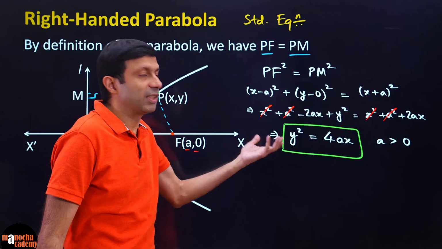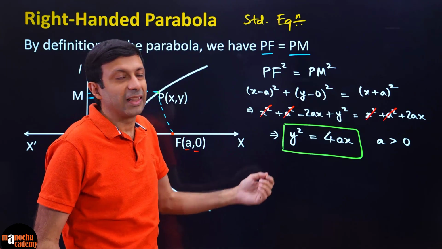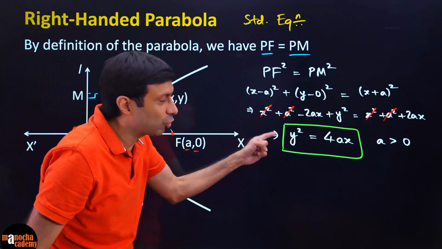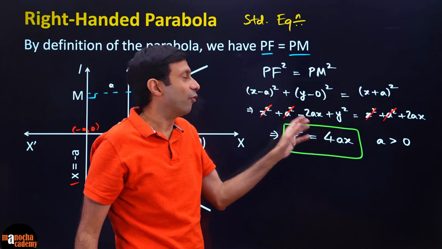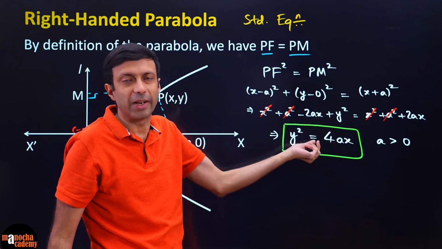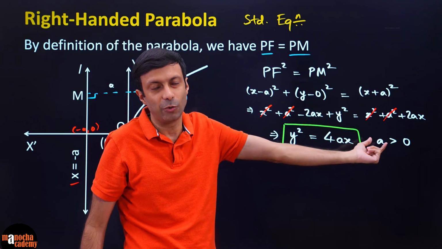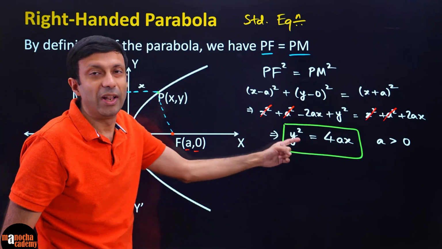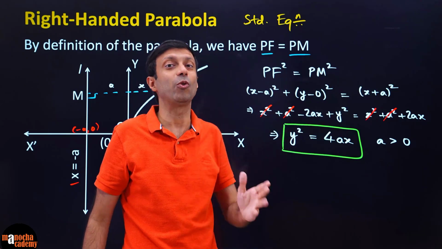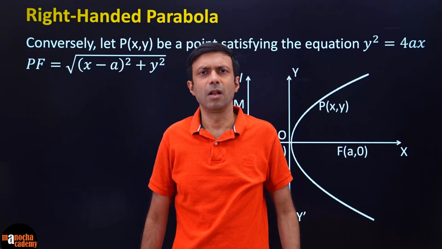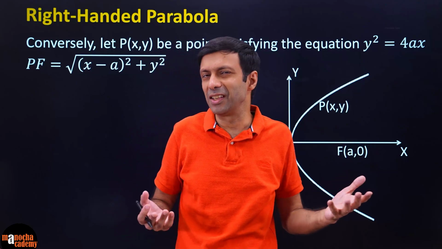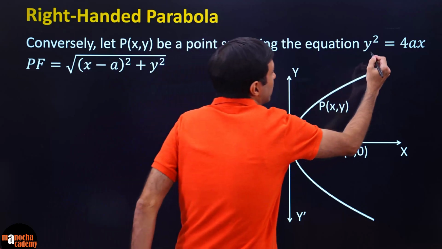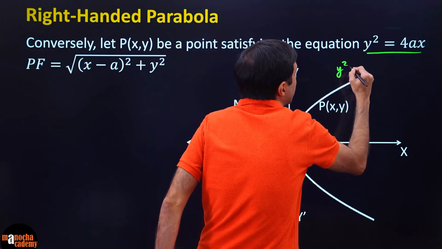And what is the importance of this equation? The importance is that if you take any point on this parabola, (x, y), it has to satisfy this equation, y square equal to 4ax, where a is some constant value greater than 0. So any point that I take on this parabola, (x, y), will satisfy this equation. Now you might say that you don't believe this is the equation of the parabola. Okay, let's say you don't believe it. So this is the equation, y square equal to 4ax.